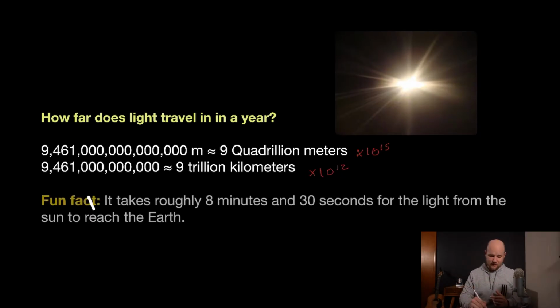And just a fun little fact for you, it takes light to travel from the sun to the Earth somewhere around 8.5 minutes. So if the sun were to suddenly stop working, don't worry, it's not going to do that. But if it were to suddenly stop working, it would take us about 8.5 minutes to know it.